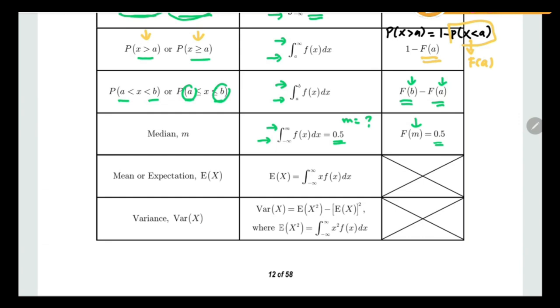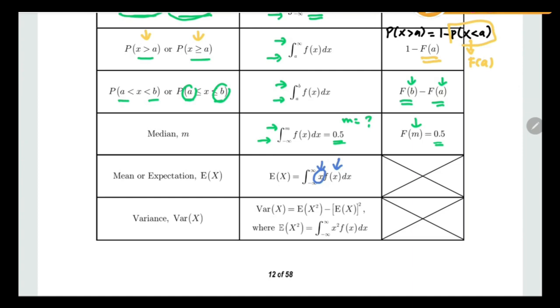To find the expected value of x, you have to multiply x with f(x). Before you integrate, you have to multiply with x. After you multiply x with f(x), you just integrate from the lowest limit to the uppermost limit.